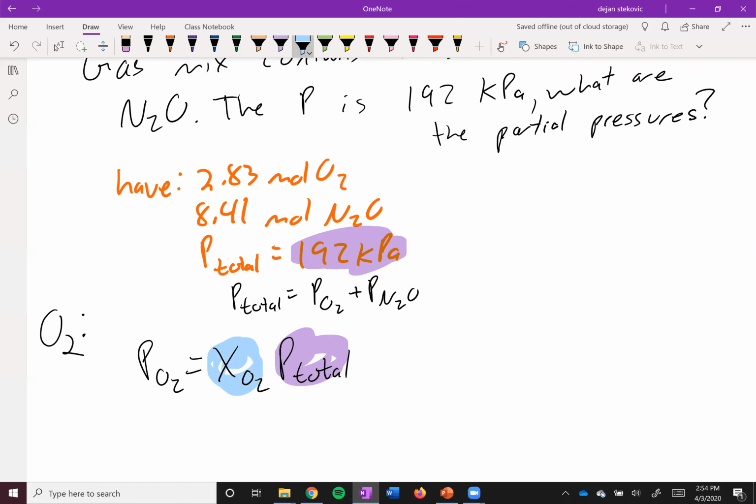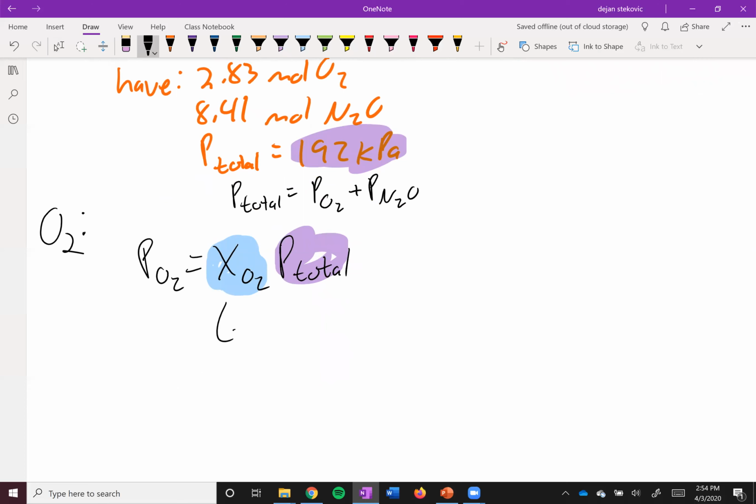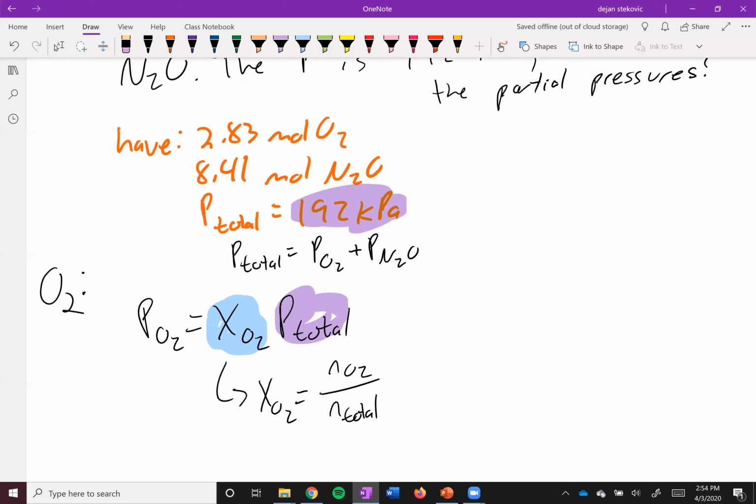And let's think about the mole fraction of O2. If we think about what that would be, well, the mole fraction is just how much of the thing that you're interested in you have over the total. So X of O2 equals the moles of O2 over the total moles. And so this nO2, is that something that we were given? Yeah, that's something we were given. We can have that number exactly right there.